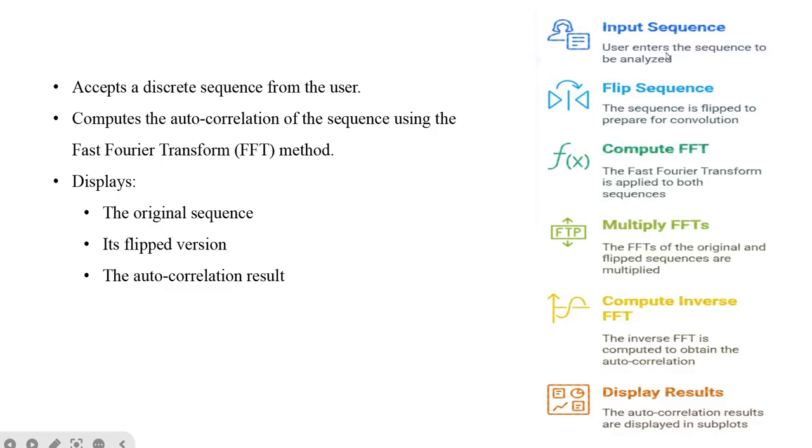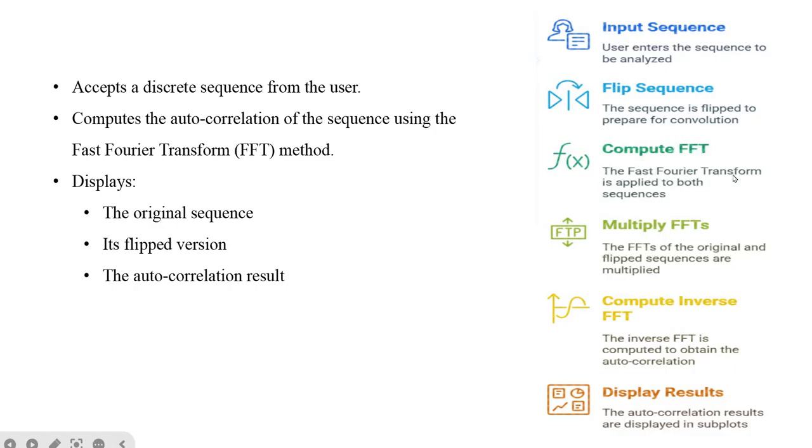Here we'll be giving the input sequence, that is, the user will enter the sequence to be analyzed, for which we want to compute the autocorrelation. Then we'll flip the sequence, and here the sequence is flipped. Why? In order to prepare for convolution.